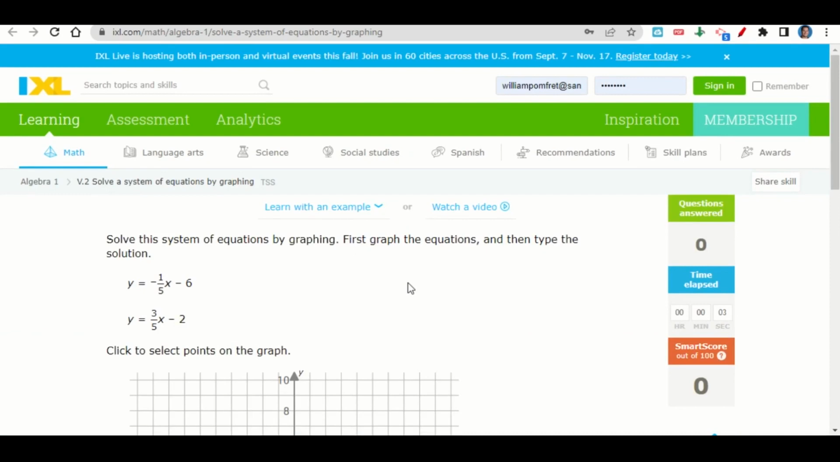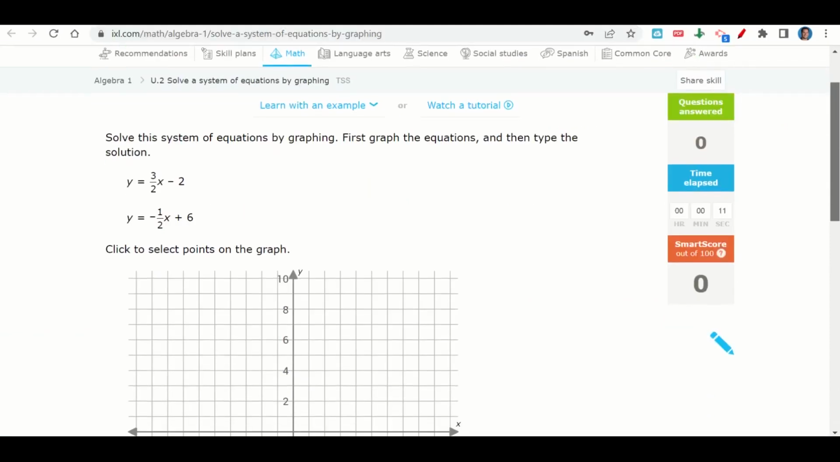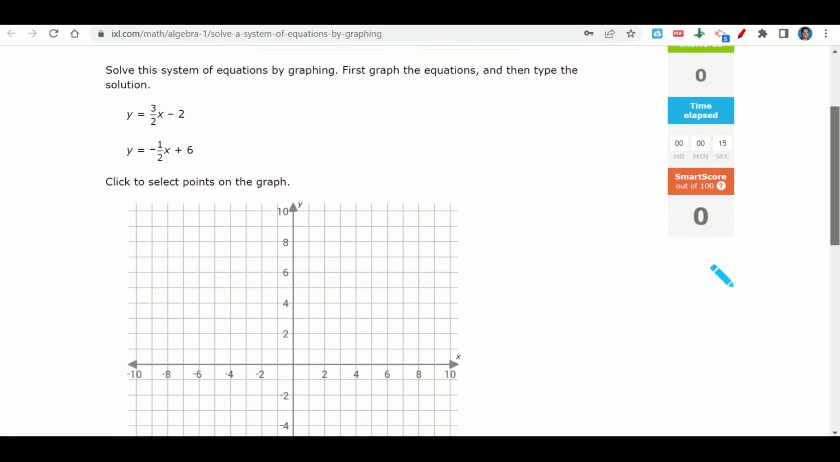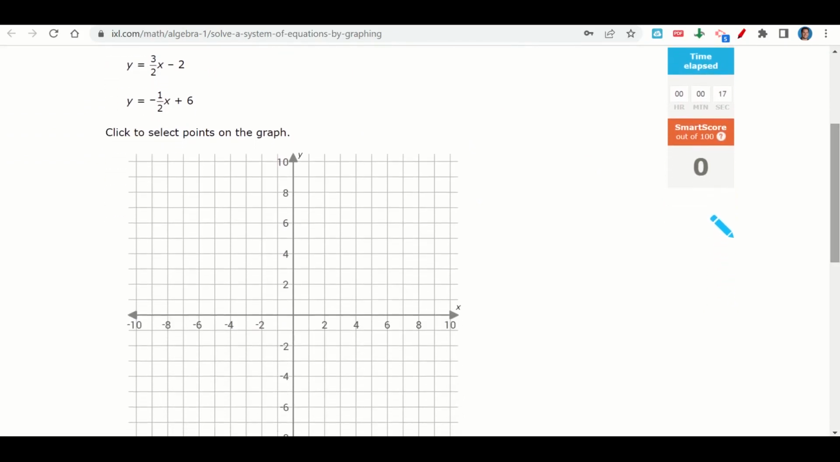And it should take you to a page that looks like this. It gives us two equations and asks us to graph them. So the first one is y equals 3/2 x minus 2. So we're going to plot the y-intercept at -2. And our slope is 3/2, so we're going to go up 1, 2, 3, and to the right 2, just like that. And there's my first one.